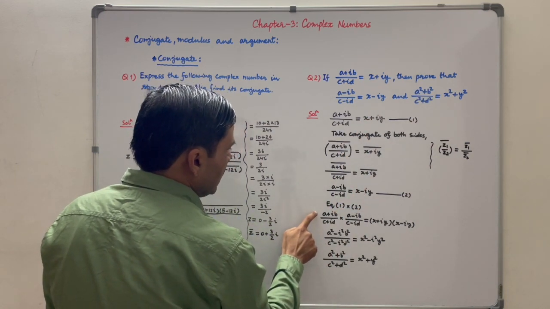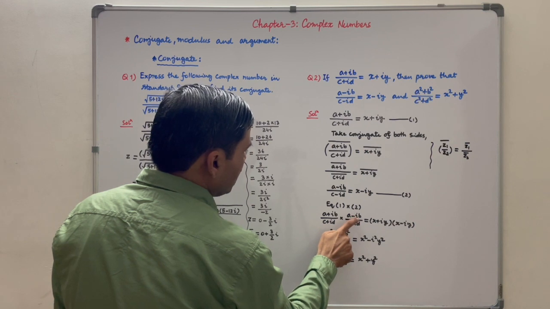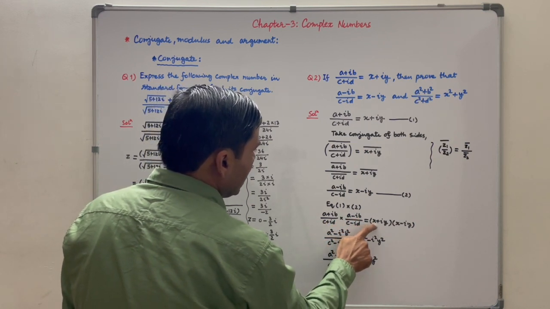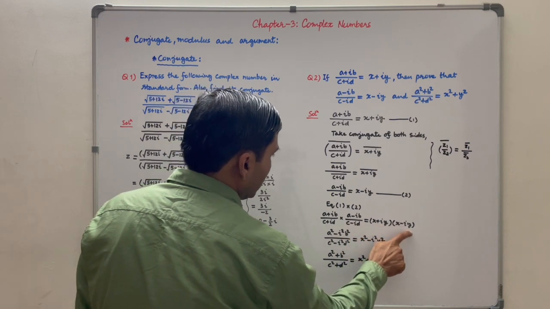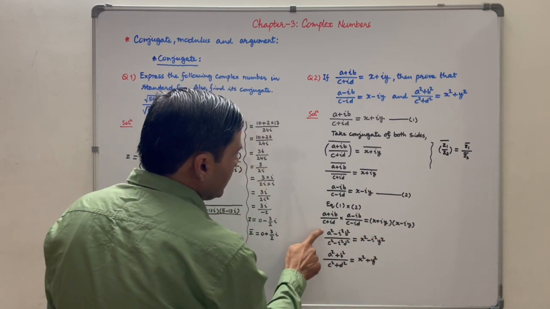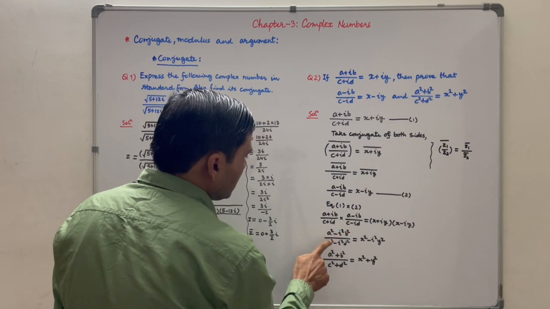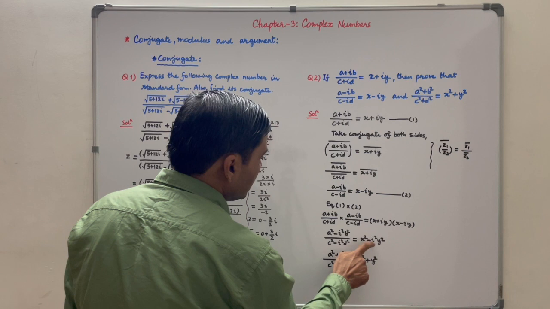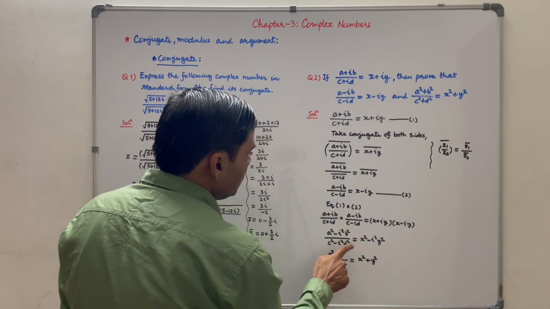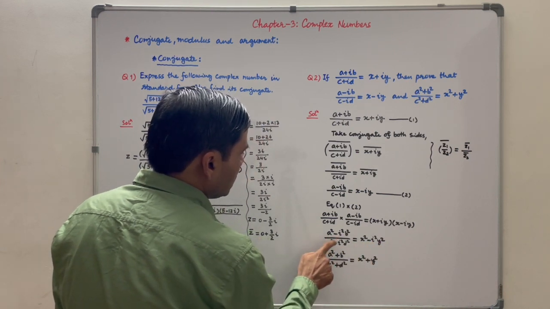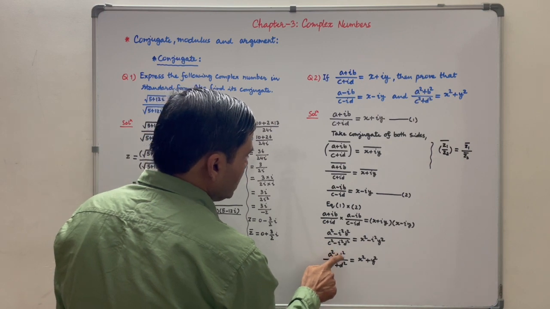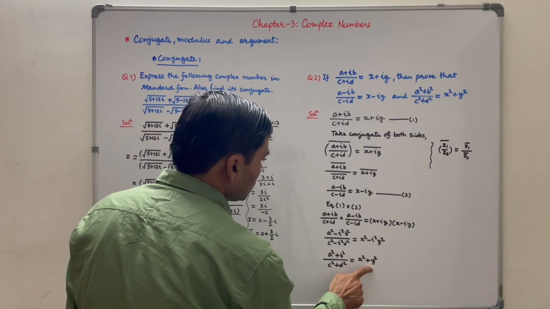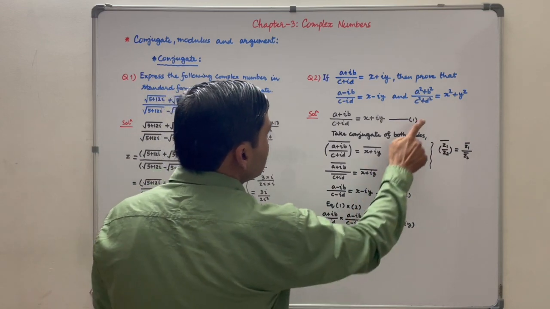So it becomes (a plus ib) into (a minus ib) upon (c plus id) into (c minus id) is equal to (x plus iy) into (x minus iy). So it will be (a square minus i square b square) upon (c square minus i square d square) is equal to x square minus i square y square. We know that i square is equal to minus 1. So it becomes (a square plus b square) upon (c square plus d square) is equal to x square plus y square, which we had to prove as the second part.